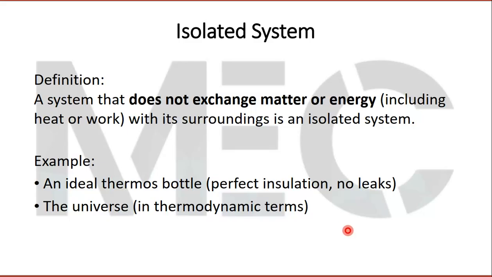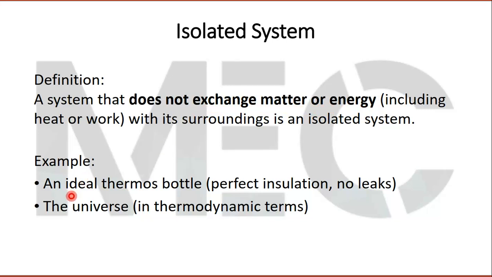Okay, let's go. Isolated system. What is an isolated system? A system that doesn't exchange matter or energy, including heat or work, with its surrounding is an isolated system. So, in an isolated system, we have no exchange of matter and no exchange of energy.